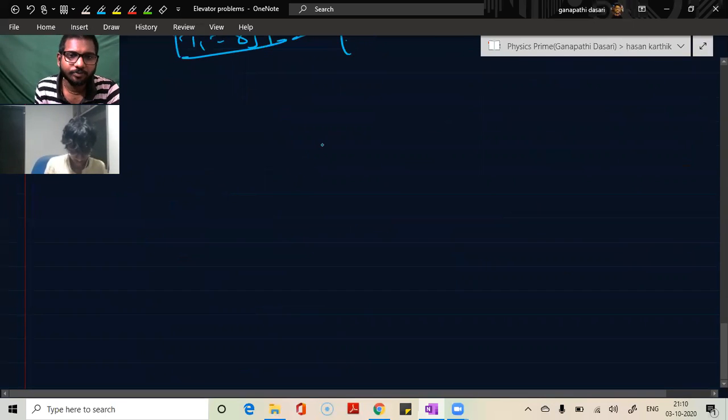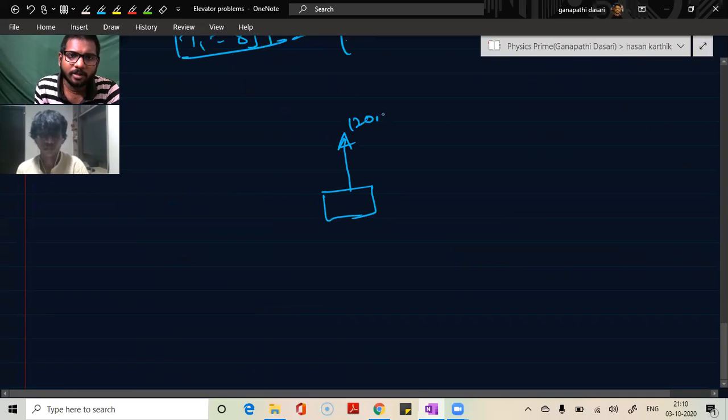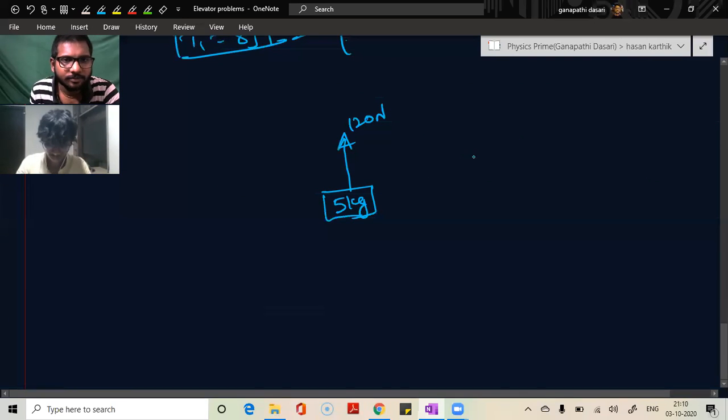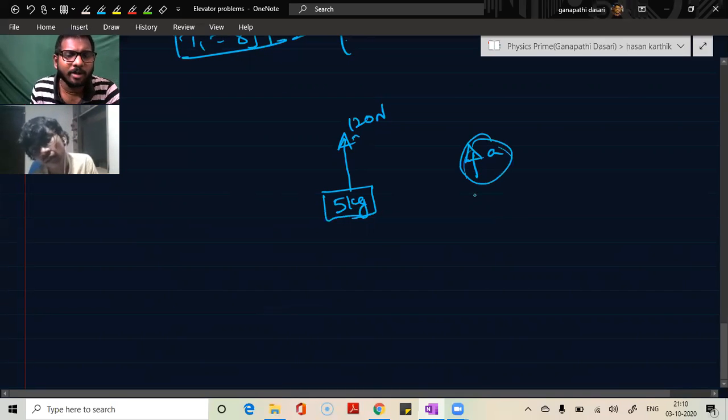Then whenever, suppose like this, a block is given. If a person is applying 120 Newton force, don't write acceleration in the free body diagram. Okay, you got it. Only write forces. That is equal to mass into acceleration.